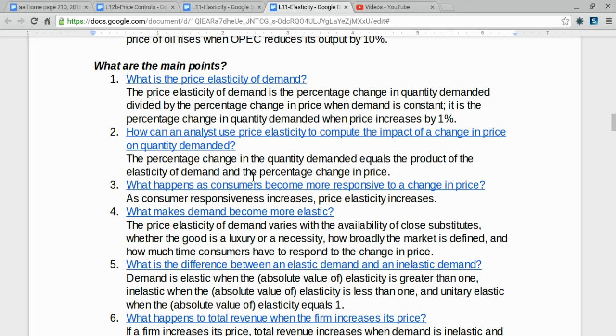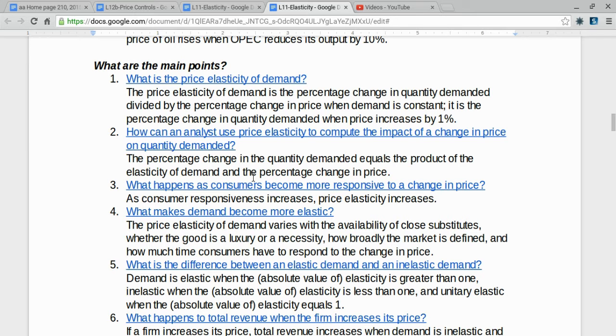1, the first point is the definition of price elasticity of demand. The price elasticity of demand is the percentage change in quantity demanded divided by the percentage change in price when demand is constant. It is the percentage change in quantity demanded when price increases by 1%.